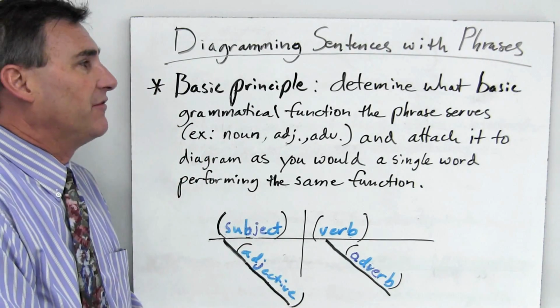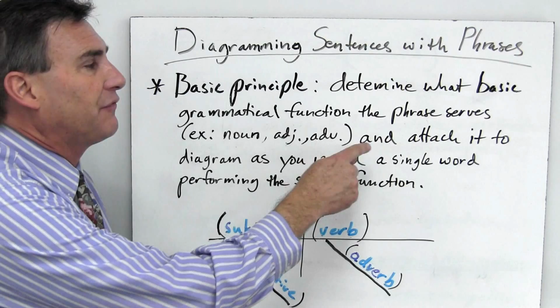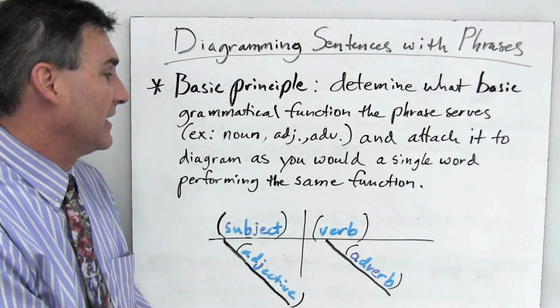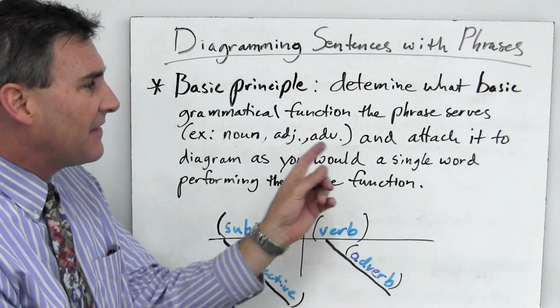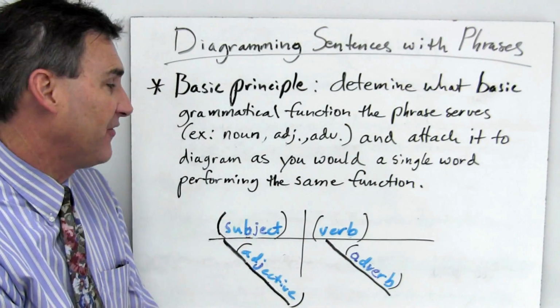The basic principle of diagramming with phrases involves determining what basic grammatical function the phrase serves. For example, is the phrase serving as a noun? Is it serving as an adjective or an adverb? And then attach it to the diagram as you would a single word performing the same function.